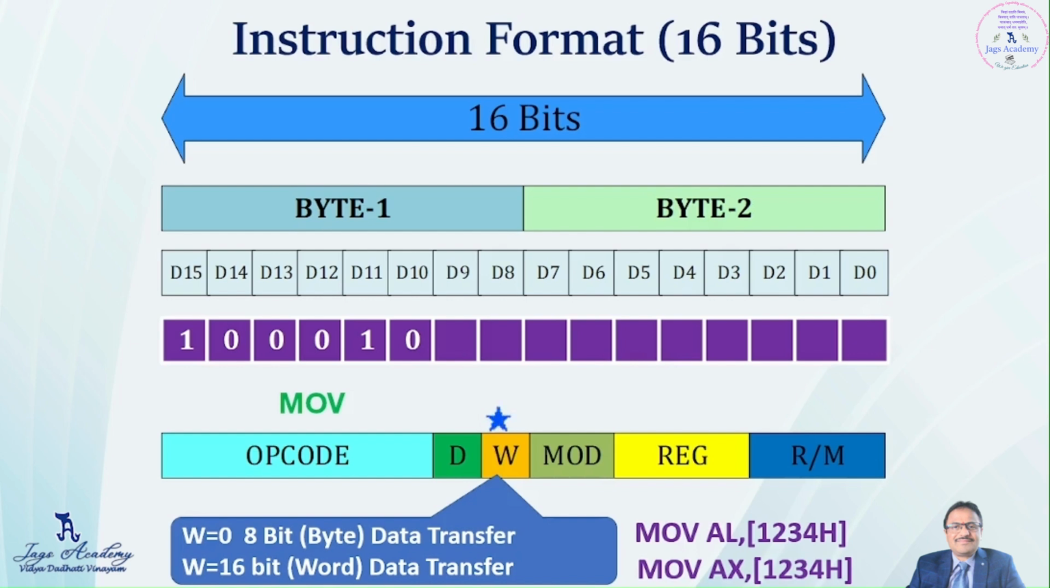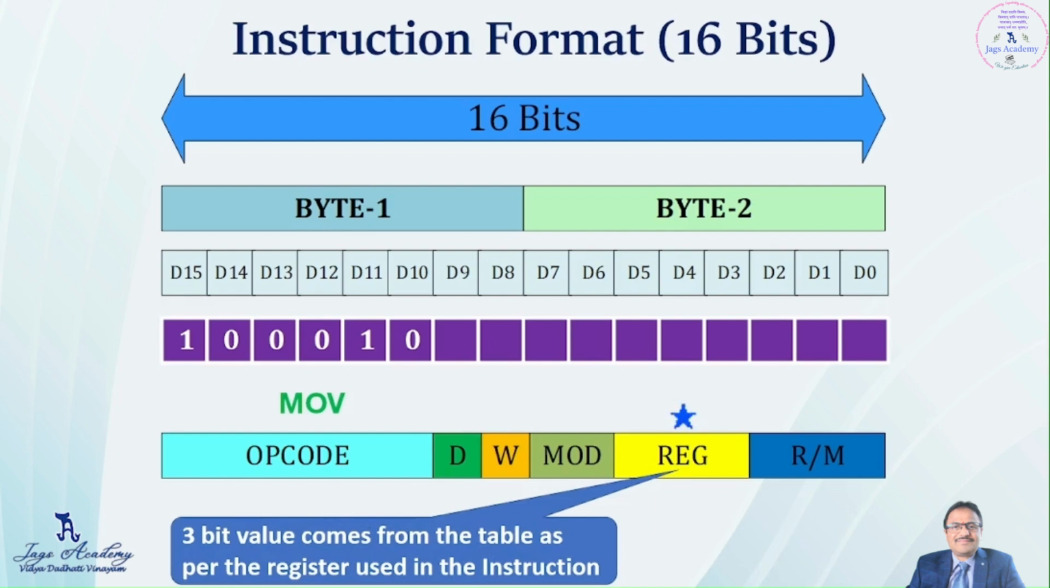Okay. Now how to fill this REG? It's a 3-bit value, right? From where will this 3-bit value come? This will come from a table, and that table you need not memorize. It will be given to you in the examination. These 3-bit values, that is your D5, D4, D3, will come from a table. Which is that table? This REG bit, this 3-bit value, comes from a table as per the register used in the instruction.